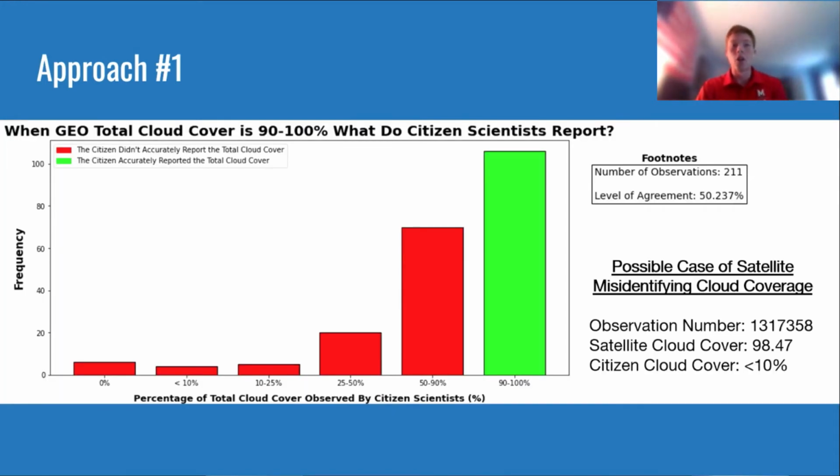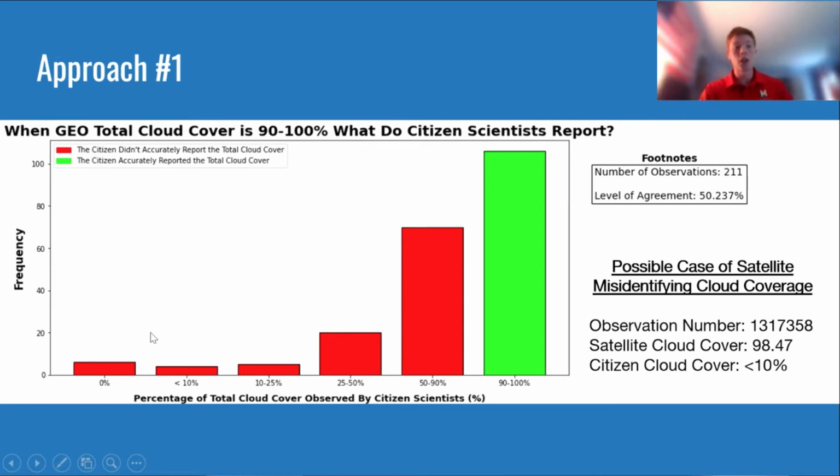This is a graph that I would look at in order to identify these cases. So what this graph is essentially doing is it's saying when the satellite is reporting a total cloud cover of 90 to 100%, what are the citizens reporting? So this whole graph encompasses the observations where the satellite is reporting 90 to 100% cloud cover. And this x-axis variable is what the citizen is reporting. This green bar here is when the citizen and the satellite both agree with the cloud coverage for the current scene. And all the red bars are when the citizen and satellite are disagreeing.